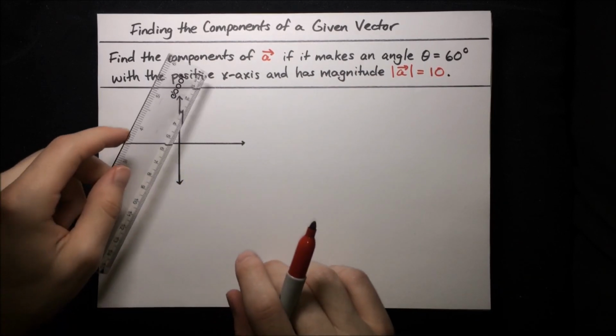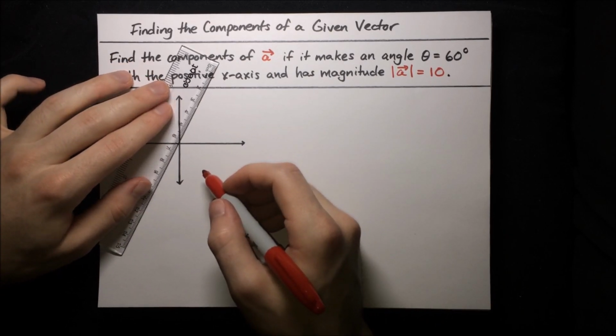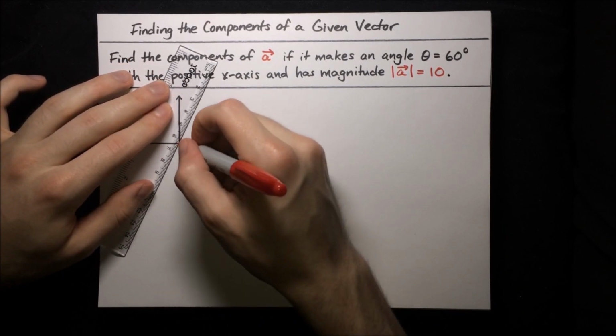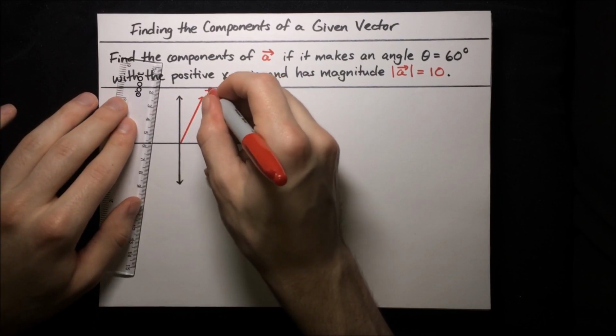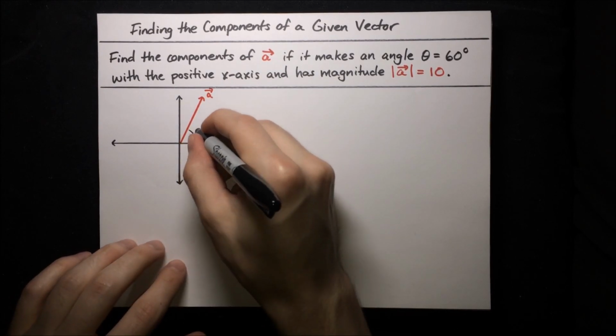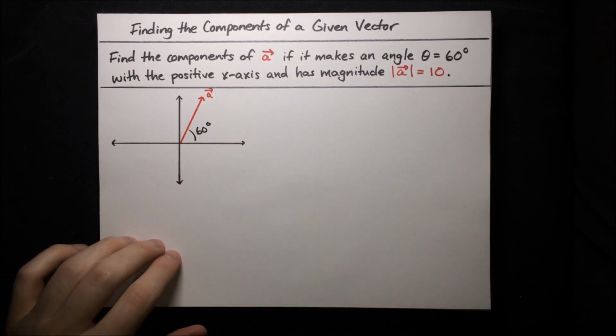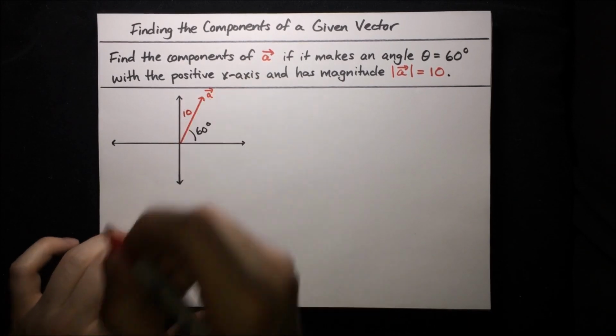Okay, so first let's draw a rough sketch. Let's just eyeball about 60 degrees from the positive x-axis. We'll make that vector A run that way. Let's go ahead and label our angle. This is going to be 60 degrees, and we'll also label our magnitude. The length of the vector is 10.